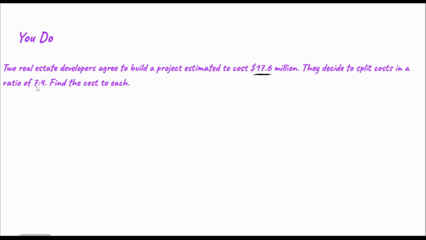So we need the total of the ratio here. 7 plus 4 would be 11. And then what you can do is you can set up one proportion either using the 7 or the 4. So we'll go 7 over 11, because that has a nice ring to it, equals the $17.6 million, which is the total cost. So that'll go across from the 11. And then we'll go from there. So let's cross multiply.